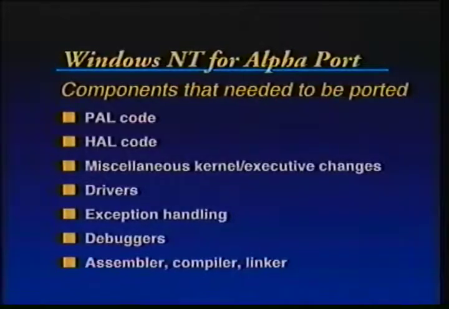If we take a look at the components of Windows NT that had to be ported for Alpha, they include components such as the PAL code, HAL code, various changes within the kernel, device drivers, and so on. What I'd like to do is spend a little time on each of these because I think it helps you appreciate the work that had to go into it, but also points out how portable Windows NT really is, as well as points out some of the characteristics of the operating system.